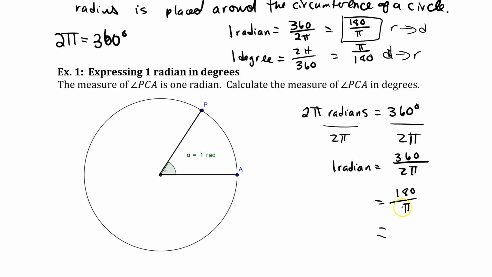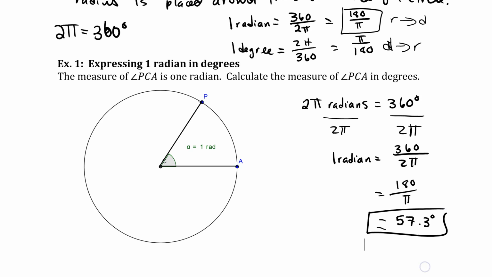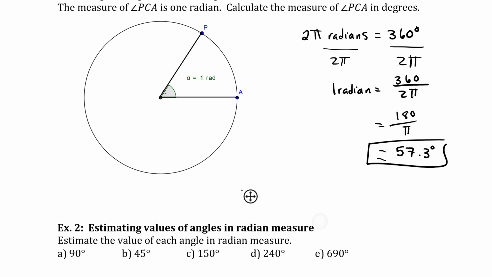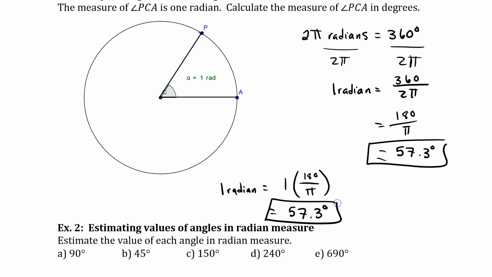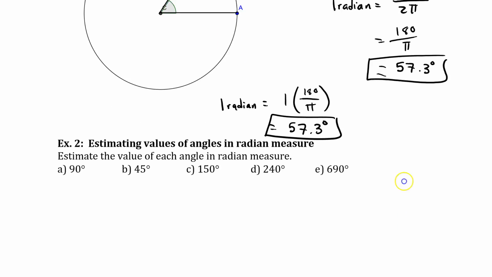And when I do 180 divided by pi, which is 3.14, but I want you to use the full decimal, we get 57.3 degrees. Now here's the thing, if I wanted to use the quick way, I would just look here, radians to degrees, I multiply by 180 over pi. So I'm going to say 1 radian equals 1 times 180 over pi. We're going to get 57.3 degrees. So this is the slower way here, but this is the quicker way. I'm just going to keep on going here.